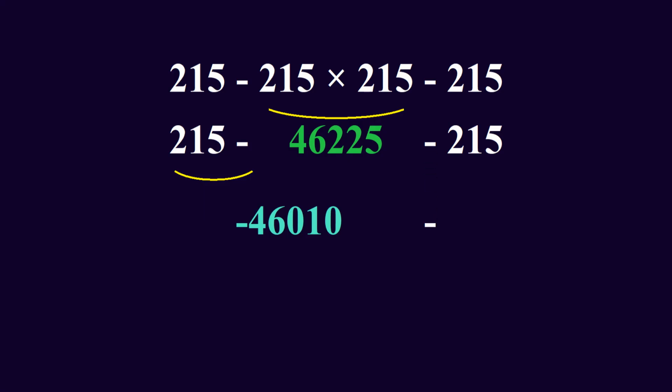46,010 minus 215, which equals minus 46,225. And this is our final answer for this problem.